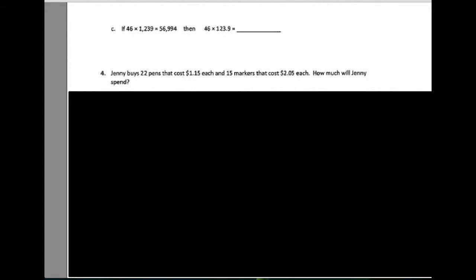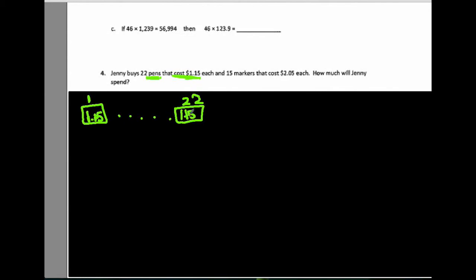How to solve the problem: he buys 22 pens, so you're going to make 22 boxes. I'm not going to draw every single box because that would take a while. Each of the pens costs $1.15. So for each pen he buys, it's going to be $1.15.